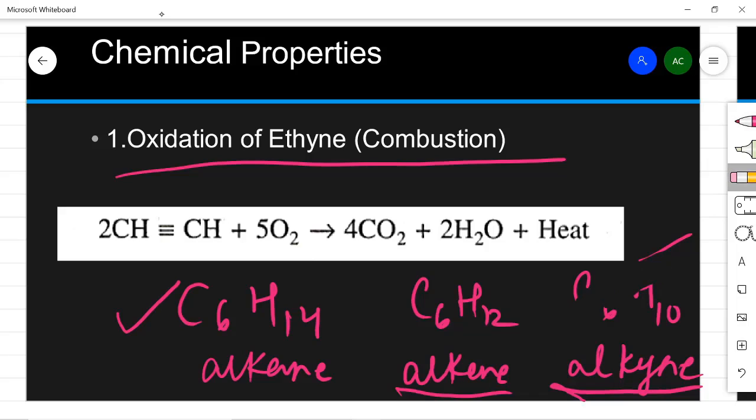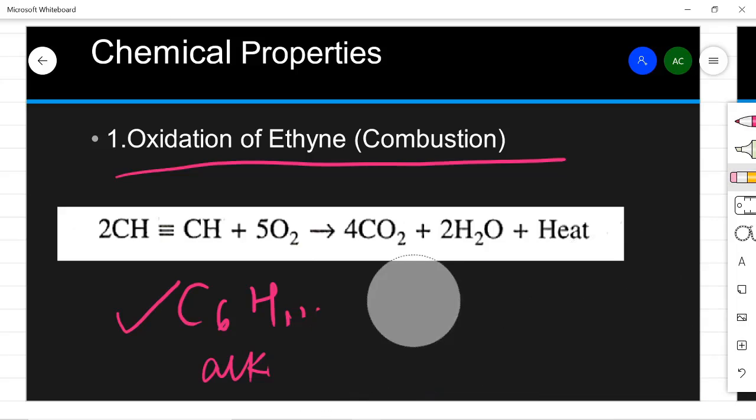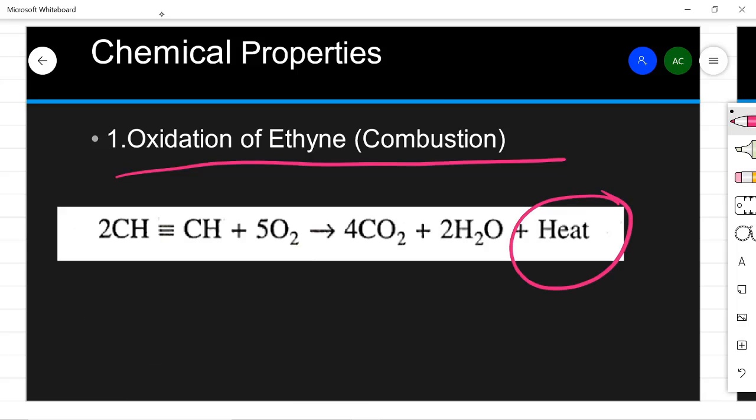It will produce carbon dioxide and water vapor. A large amount of heat is given. So when ethyne is burnt in plenty of oxygen, a large amount of air, excess of air, then it produces carbon dioxide and water vapor and a large amount of heat. So this is the combustion reaction, or you can say the oxidation of ethyne.